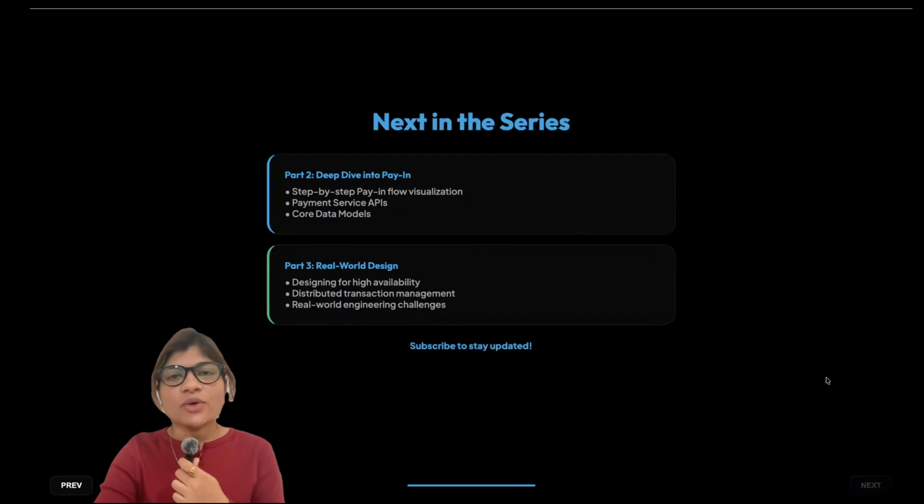So in part two, we will cover pay in flow step by step and the payment service APIs, its data models. And in part three, we will deep dive into designing real world payment systems.